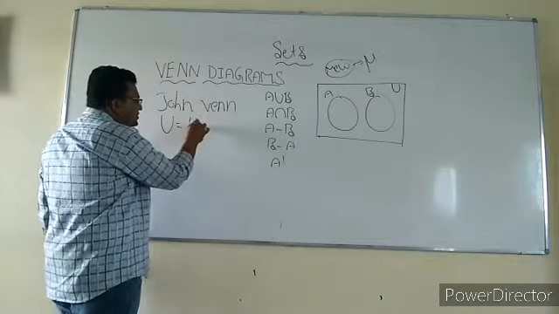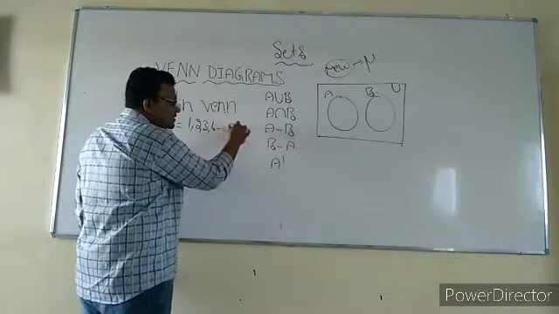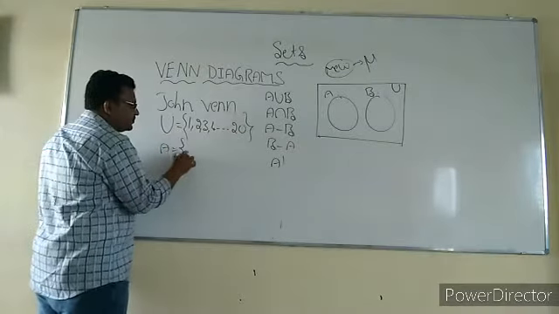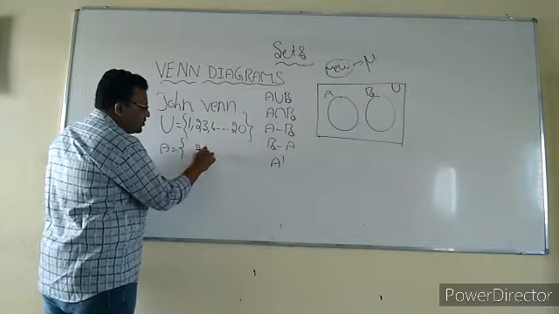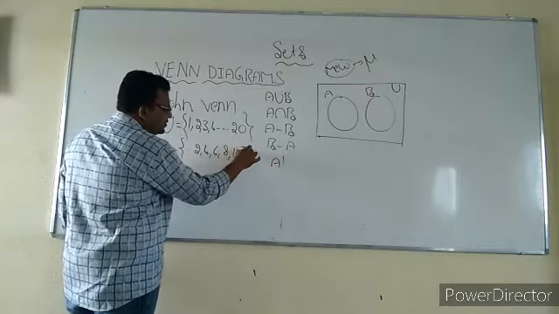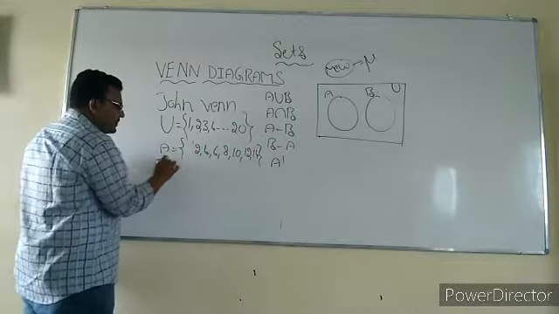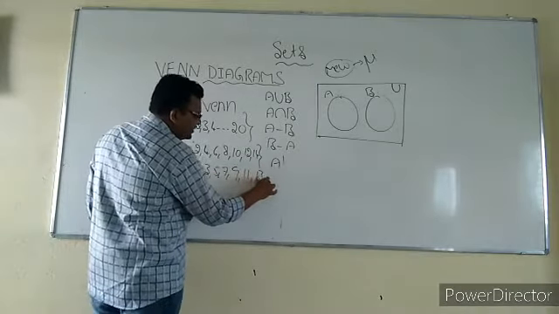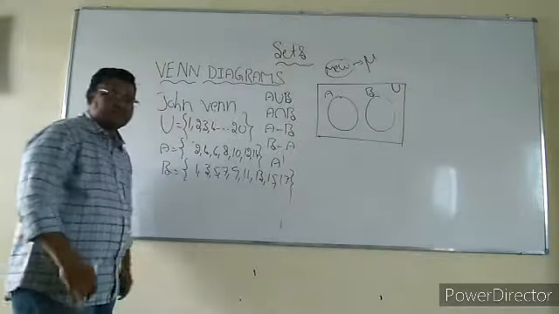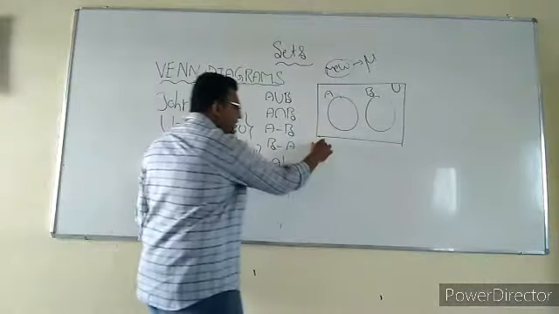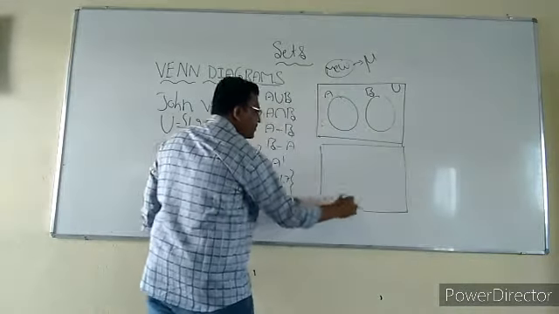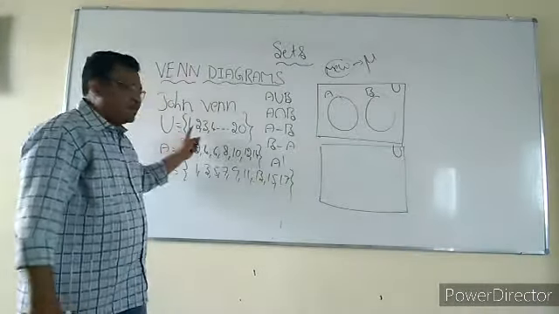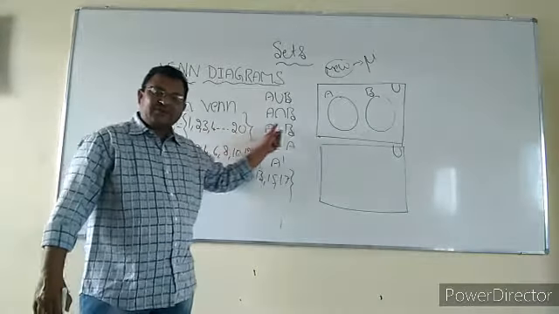If U is equal to 1, 2, 3, 4 and so on up to 20, A is equal to 2, 4, 6, 8, 10, 12, 14, and B is equal to 1, 3, 5, 7, 9, 11, 13, 15, 17. Then, by using this Venn diagram, this is U, the universal set. In this one, all the elements will come, that means 1, 2, 3, 4, 5, 6, 7, 8 up to 20.